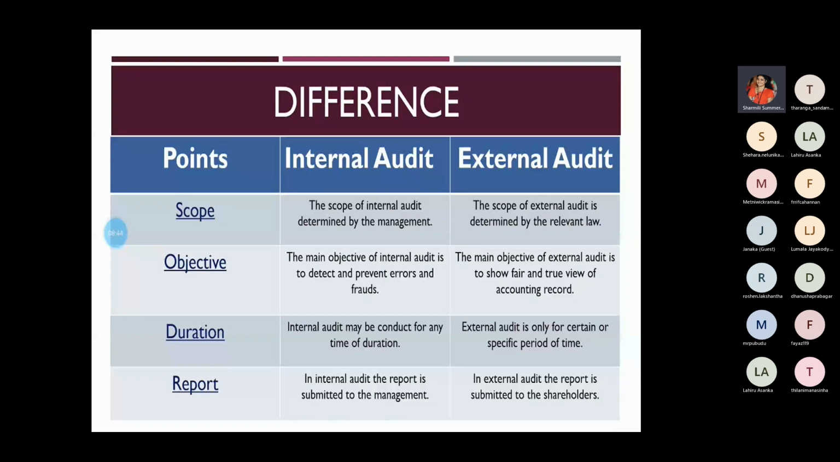When we talk about the external audit, the main objective is to show a fair and true view of the accounting records. It shows whether the records maintained by each institution are correct, fair, and true, so there is no bias. All the employees in the organization get fair payment and are treated fairly. The main objective is to show that the organization is undertaking its work in a fair manner.